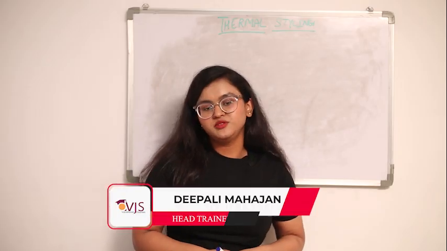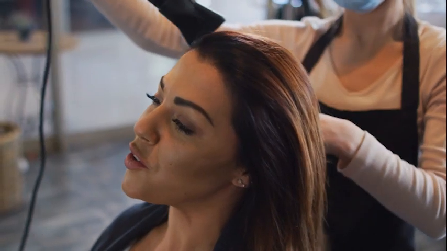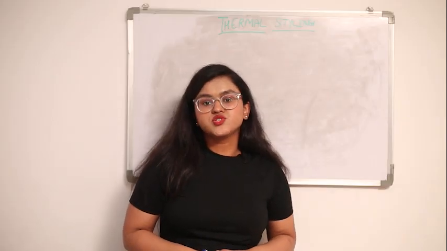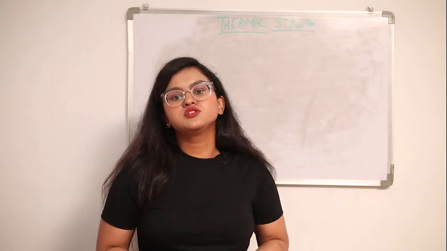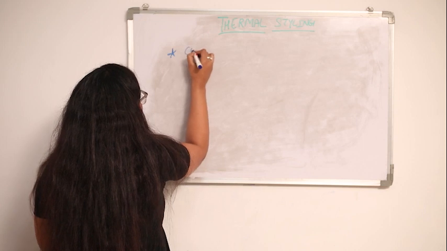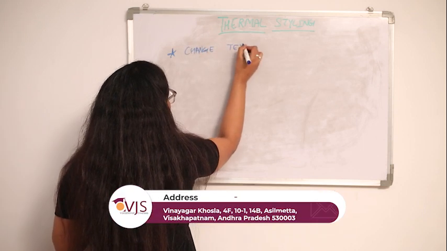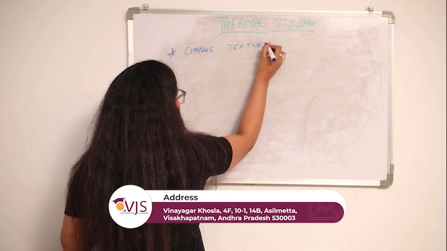Our today's topic is about thermal styling. So what basically is thermal styling? Thermal styling is a styling procedure for the hair in which we use hot tools like straighteners and curlers to change the pattern or texture of your hair.